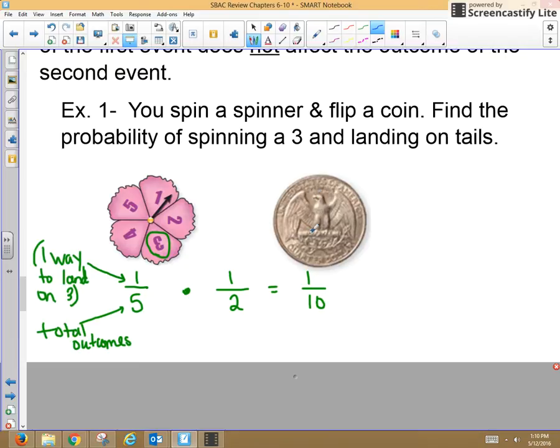On a coin, you have a 1/2 chance of landing on tails. One side is heads, the other side is tails. So there are 2 outcomes, but only one outcome can land on tails. Now, to find the probability of this compound event, compound means 2 or more. Since there are 2 events here, you multiply the probability of the first event times the probability of the second event. So you just multiply the fractions. Numerator times numerator, 1 times 1 is 1. Denominator times denominator, 5 times 2 is 10. So there is a 1/10 chance that you will land on a 3 and flip tails.